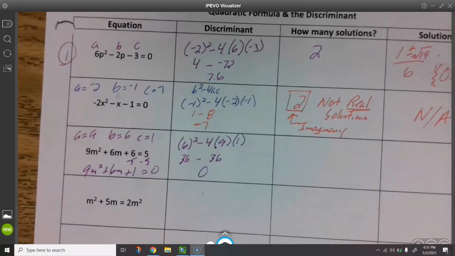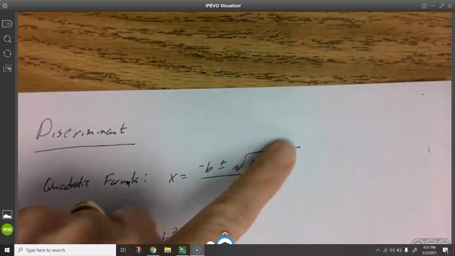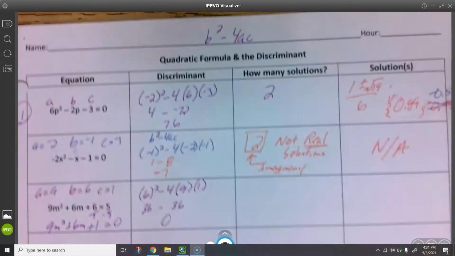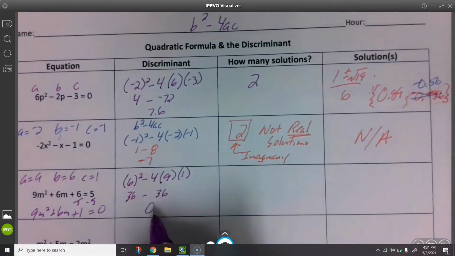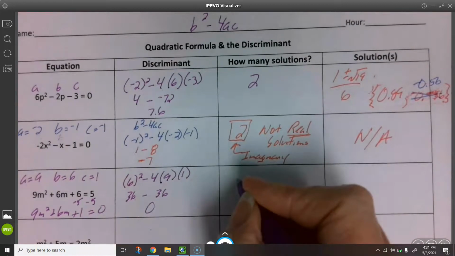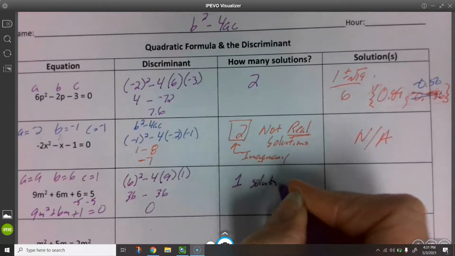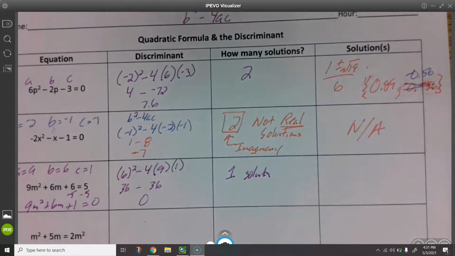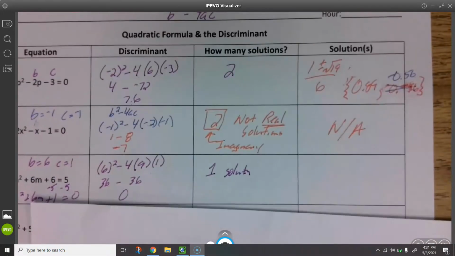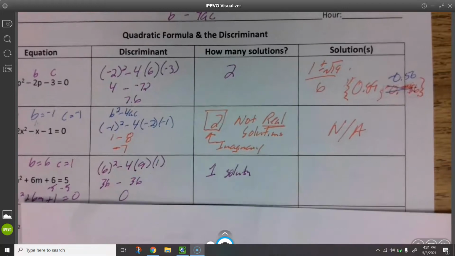So remember what that means. If my discriminant is 0, think about the quadratic formula. That means this is all gone. All you get is negative b over 2a. So that means how many solutions? Exactly 1. There's going to be 1 solution. Okay, and to do this 1 solution, we might be able to fit it in there, but it's going to be pretty tight.